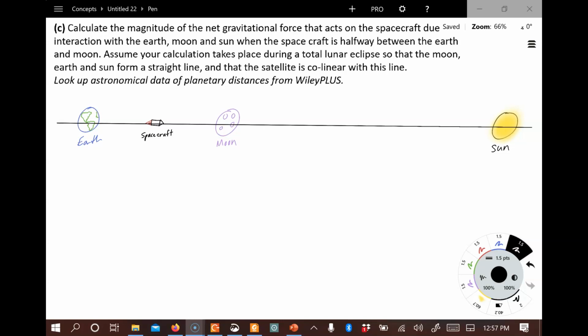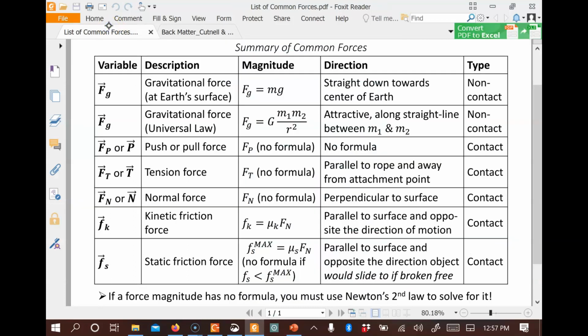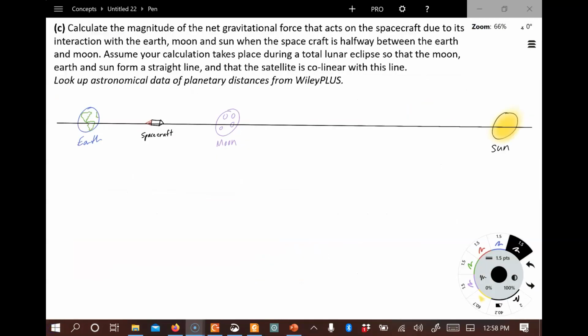And remember that we're going to focus on the net gravitational force that acts on the spacecraft due to the other objects, right? We know that the gravitational force that we need to use here is Newton's universal law. So here's the magnitude, given, and the direction: attractive along a straight line between M1 and M2. So we've got a number of objects that are going to interact. So the magnitude of the gravitational force, of course, in any case is always capital G, one mass, a second mass, and R is the distance between the two.